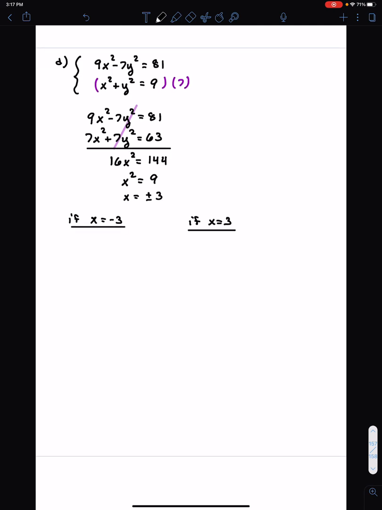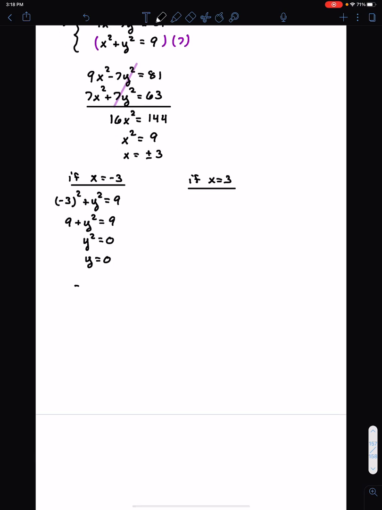I'll use the bottom equation since it's easier. So -3 squared plus y squared is equal to 9. So 9 plus y squared is 9. If I subtract 9, y squared is 0. So y is equal to 0. So this point is -3, 0.